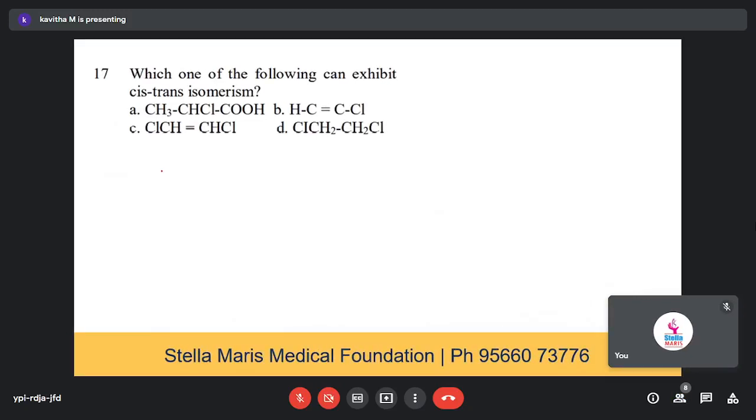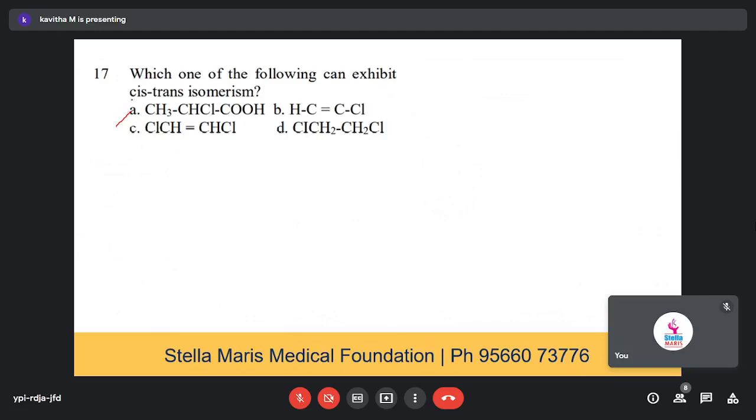So compounds A and D cannot be the structure, that is, they will not exhibit cis-trans isomerism. When you go for B, see here, the valency of the carbon is not satisfied. So B cannot be the structure. The answer is D for this. I'll tell you, sorry, the answer is C for this.